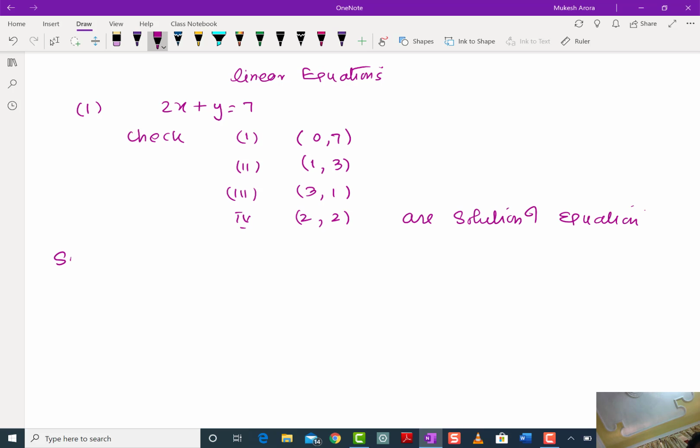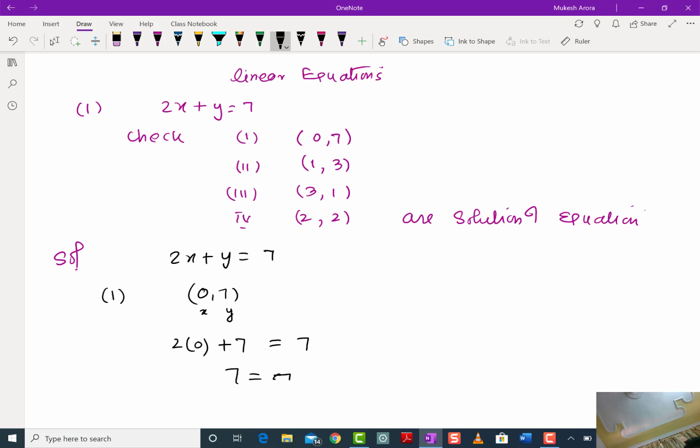Solution of equation means whether these are the values of this equation or not. So the equation was 2x plus y is equal to 7. Number 1, 0 and 7. We will substitute the values. This value represents x and this value y, and it should satisfy the equation, meaning left hand side should be equal to right hand side. So 2 into 0 plus 7 should be equal to 7. 7 is equal to 7. Therefore 0 and 7 are solutions of the equation.